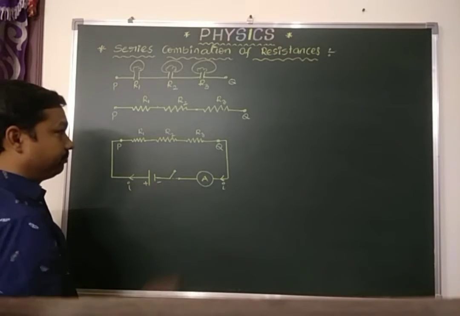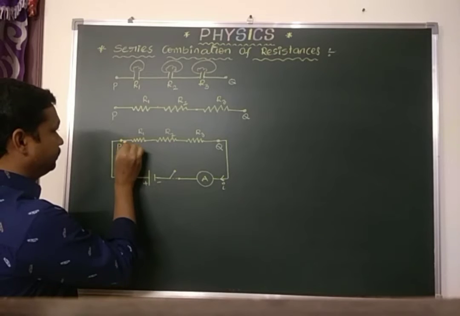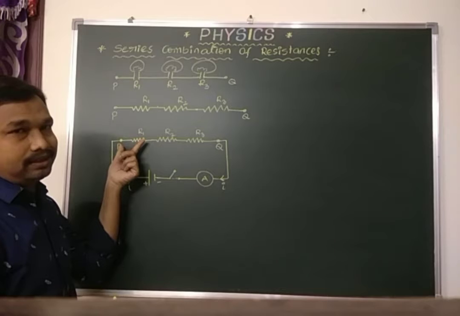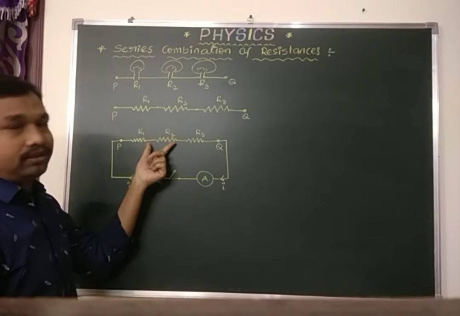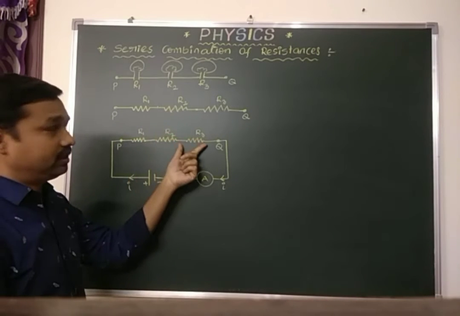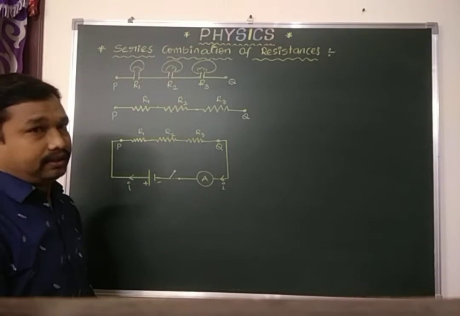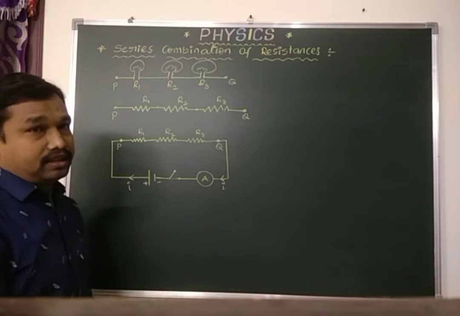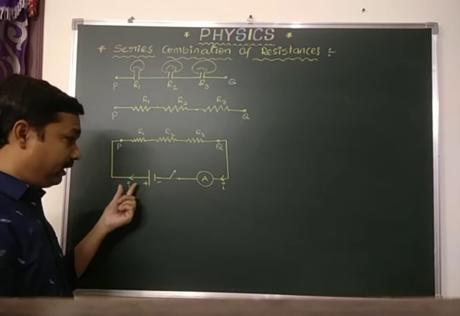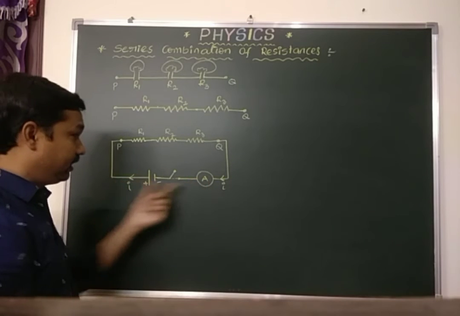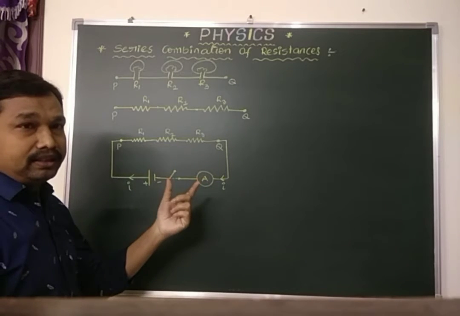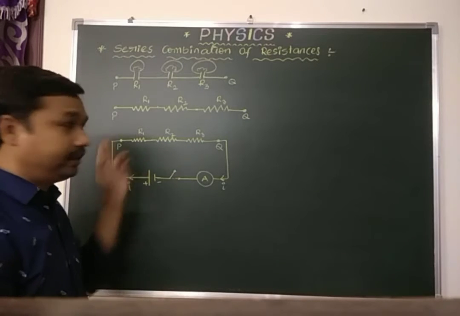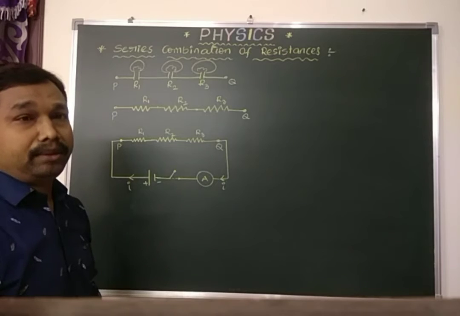Okay, and right now if you consider what is the potential across the resistance R1, what is the potential across the resistance R2, what is the potential difference across the resistance R3, and what is the amount of current in this. Right now we are getting a point here. By using an ammeter we can find the amount of current in this. The amount of current in the circuit remains constant. Right now it is a closed circuit, the amount of current remains constant.